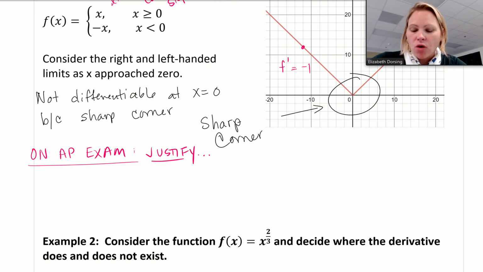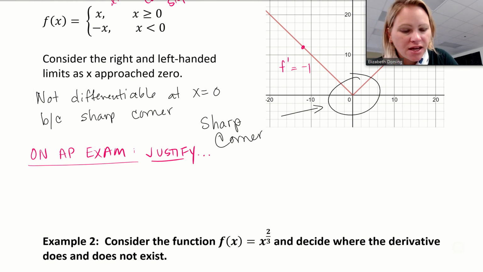So backing up, on the AP exam, when you justify your answer, you need to justify it with this definition of the slope. Instead of using h, we can simplify it just a little bit because it's the idea that the slope on the left and the slope on the right are not the same. So when you justify this answer, really all you need to say is that if 0 is not differentiable, if the derivative doesn't exist at 0 because you see on a graph a sharp corner, here's what you need to write. Don't write that it's a sharp corner, write this.